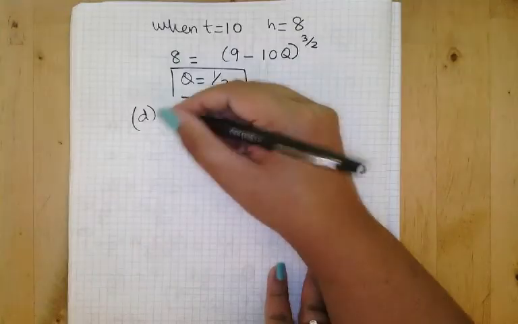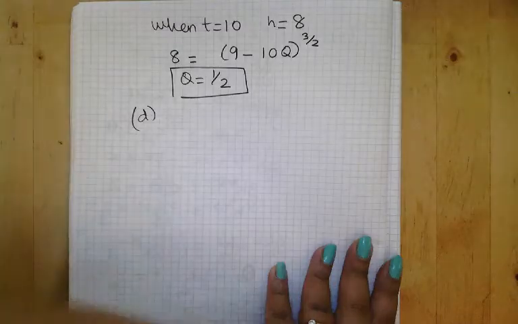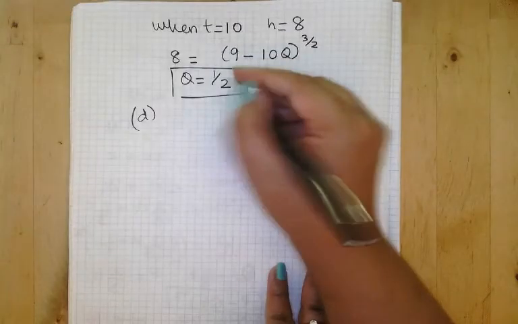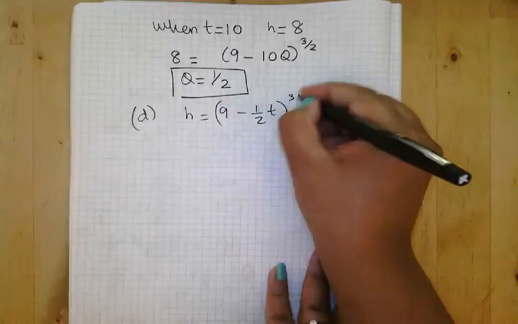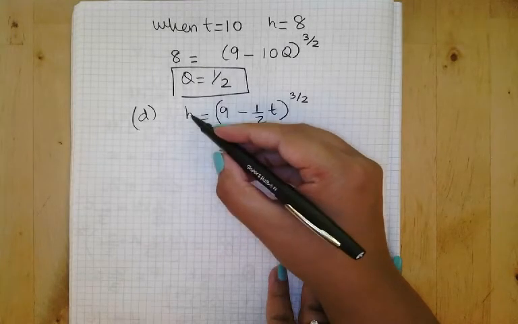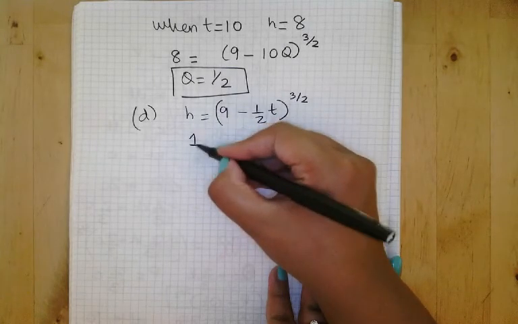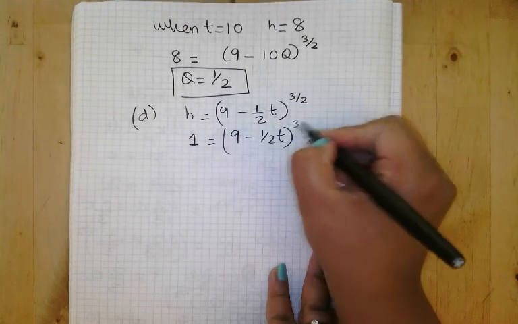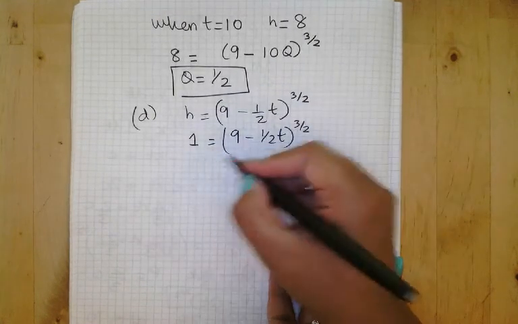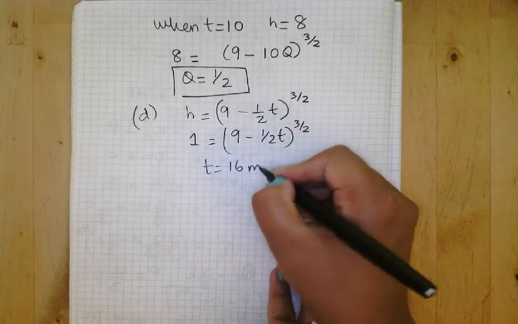And part D is just where you are going to substitute. So you've got h equals 9 minus half t to the 3 over 2, and it says find the time when the height is 1. So if you put 1 equals 9 minus half t to the power 3 over 2, you'll get t is equal to 16 minutes.